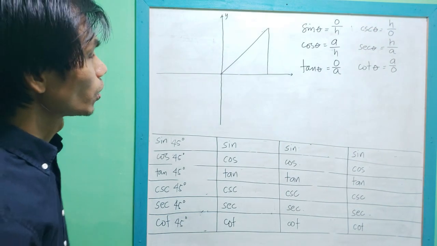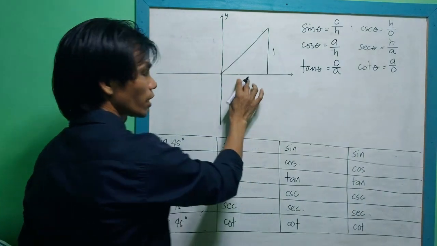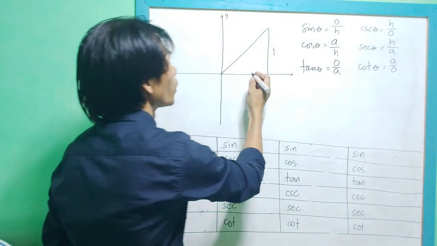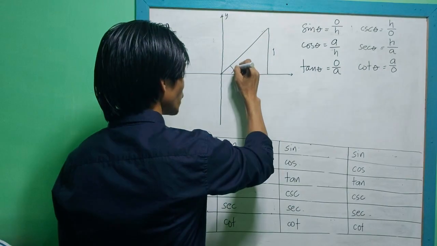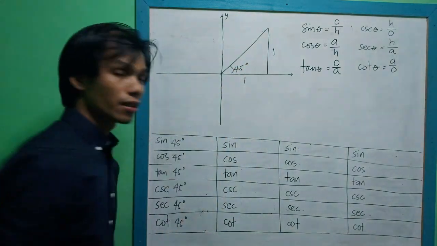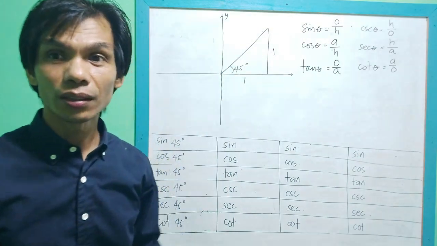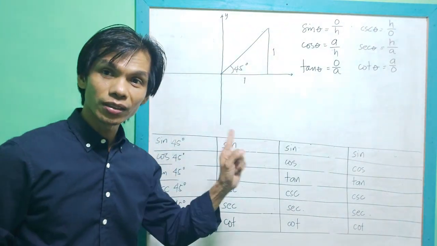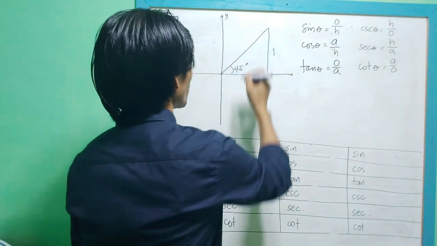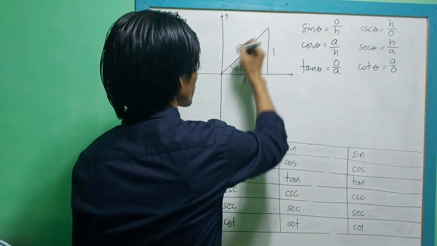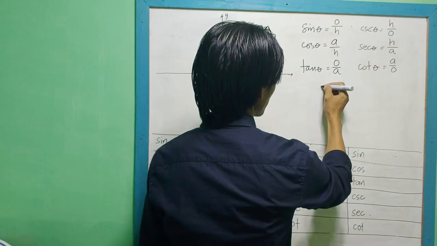Okay. So, if we have here 1, ano sa tingin nyo value nito? 1 din. Kasi nga 45 degrees. Kung ilalagay natin dito 45 degrees, now, ano yung value nito? Pythagorean theorem. Ano yung value niya? Tama. Square root of 2. Kung hindi ka sigurado, edi sige, Pythagorean theorem mo siya.